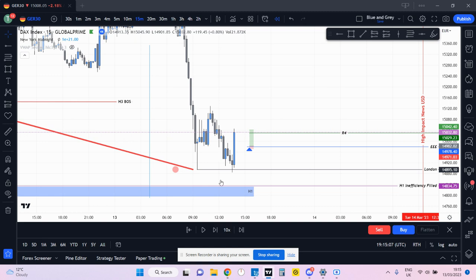Big push up. This big push up breaks through one, two, three, four wicks. It breaks through two short-term highs. That's one short-term high, that's a second short-term high. We break through both of those.